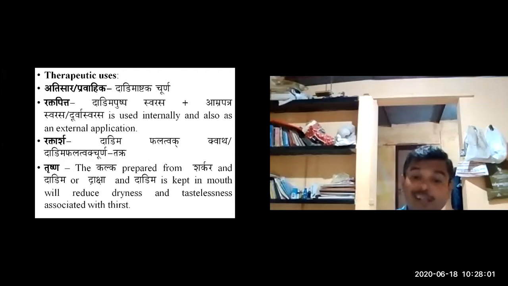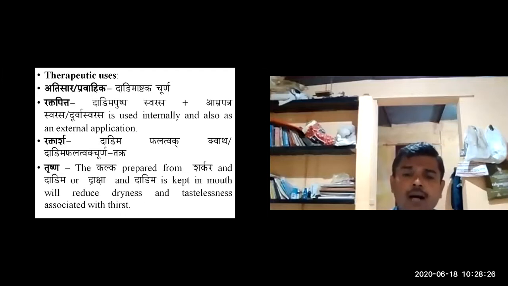And in case of Raktarsha conditions, that is like Adhoga Rakta Pitta, you can prepare Dadima Phalatvak Kvatha and Dadima Phalatvak Churna. Both are taken internally along with Takra, which is useful in Raktarsha conditions.